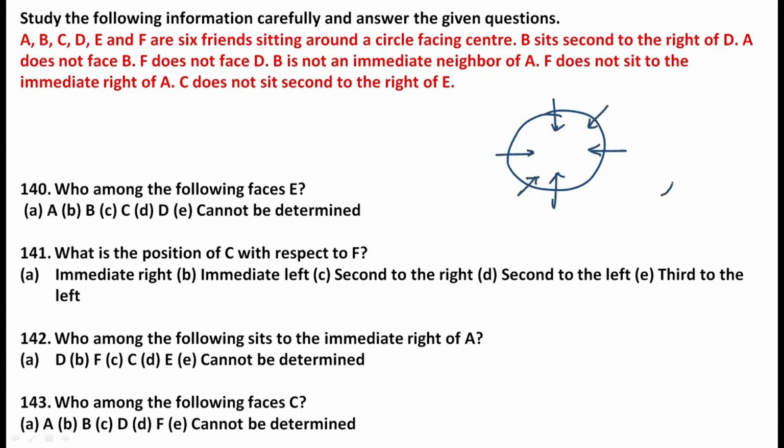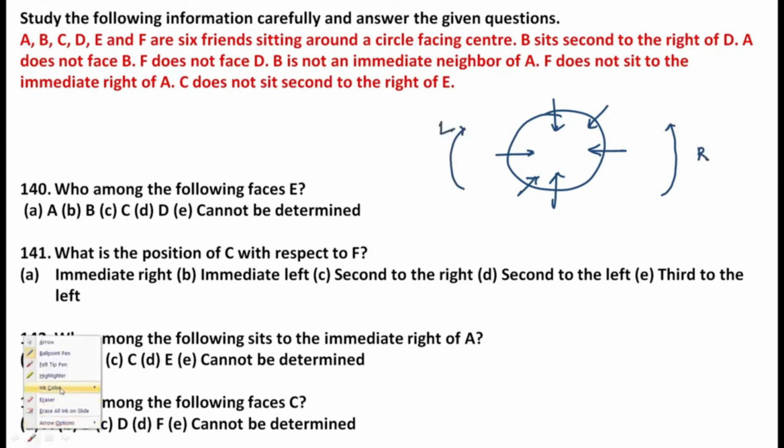Guys, solving any arrangement question, first you need to fix the right and left cases. That is the most important thing. Now, for the circular, you can take any information directly to the circle. For the information, B sits second to the right of D. You can confirm D here. If I place D here, B is the second right. So second to the right, first right and second right.